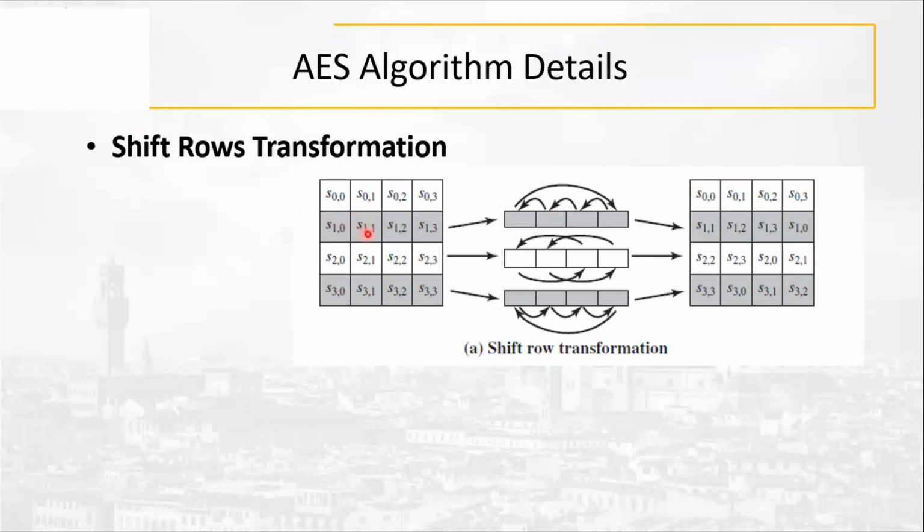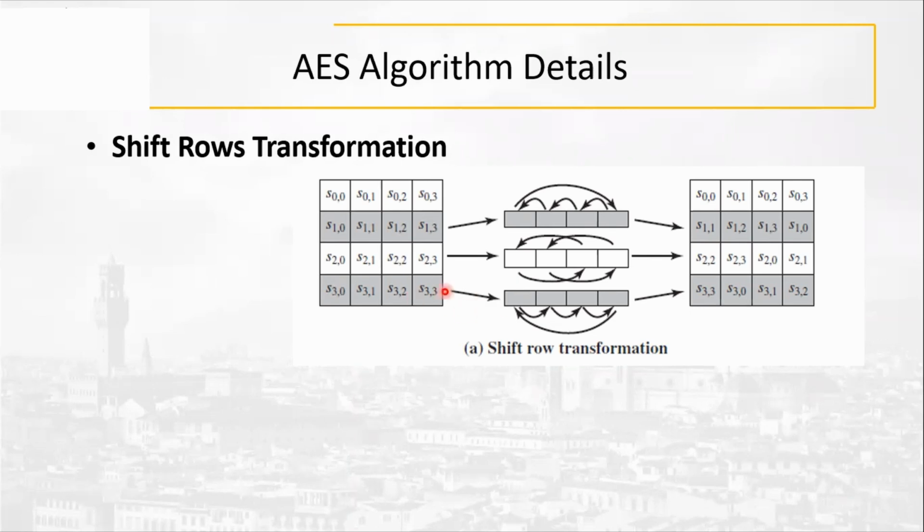The second row is shifted 1 byte left. It is not a 1 bit shift left, it is a 1 byte rotate. So the complete byte will come at this location, and this byte is going at this location. It is a circular shift, only it is not 1 bit left, it is 8 bits left, so 1 byte left. The third row will go 2 bytes left. The fourth row will go 3 bytes left, or you can say 1 byte right. Both operations are the same.